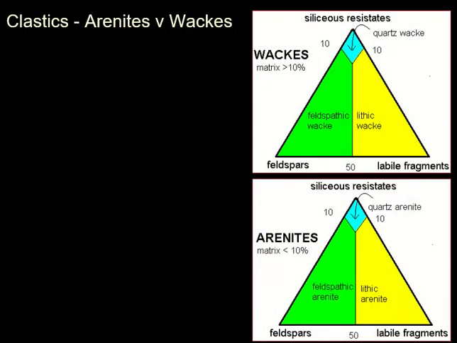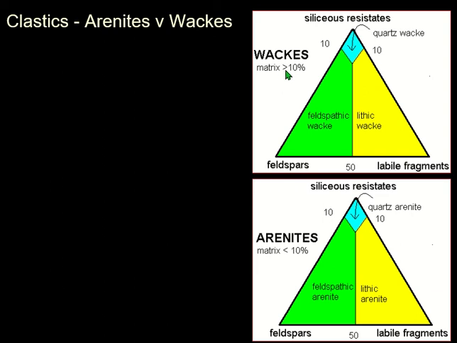Now, there's no green arrows coming up on this one because this is kind of complicated. I'm just sort of making you aware of how complicated some of these things can be. So, here we have a ternary diagram. Remember the ternary diagram I showed you in the last lecture? So in this case, up here we have basically siliceous resistates, which is basically bits of quartz. Here we have feldspars. And here we have labile fragments, which is things like clays. And the matrix is greater than 10%.